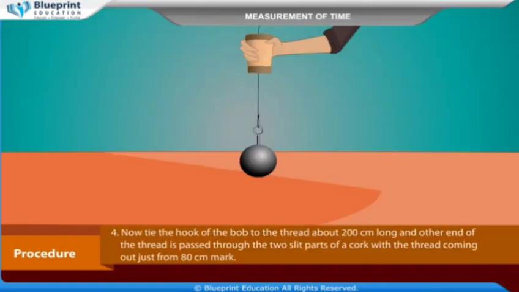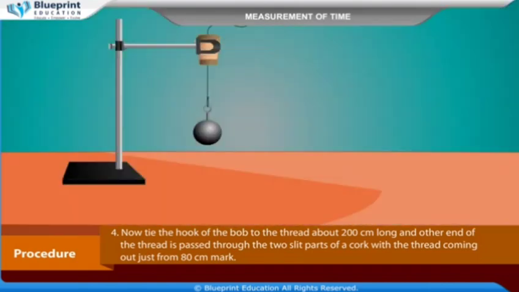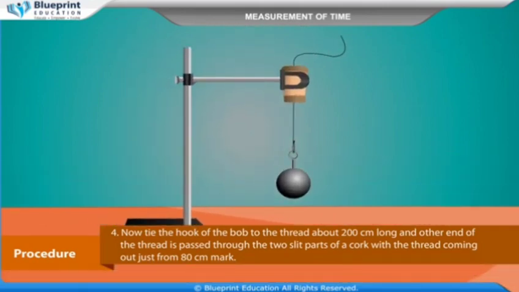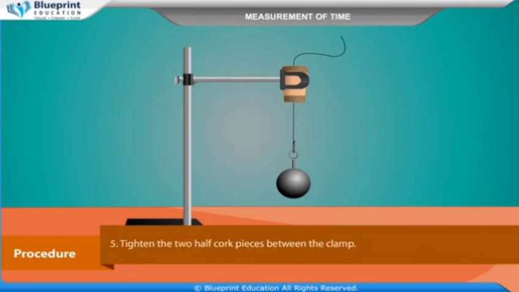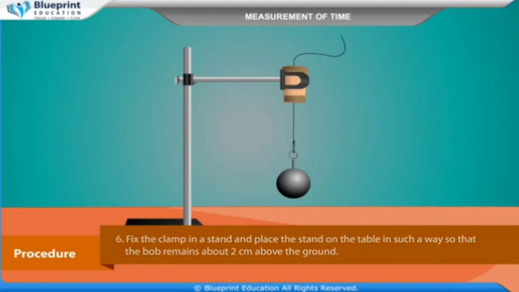Now tie the hook of the bob to the thread about 200 cm long and the other end of the thread is passed through the two slit parts of a cork with the thread coming out just from the 80 cm mark. Tighten the two half cork pieces between the clamp. Fix the clamp in a stand and place the stand on the table in such a way so that the bob remains about 2 cm above the ground.